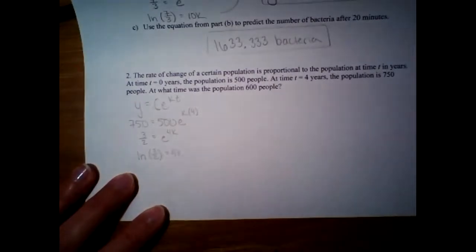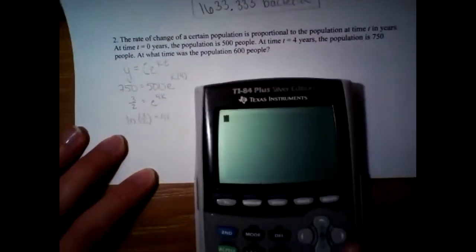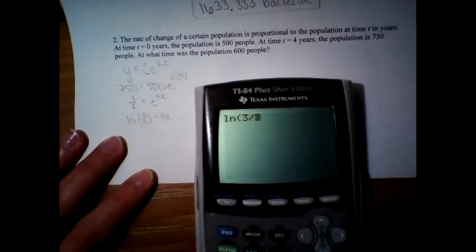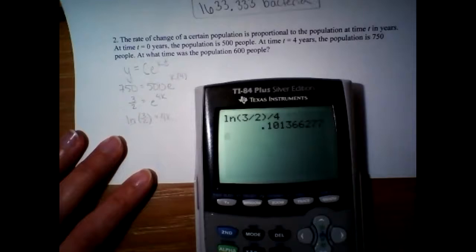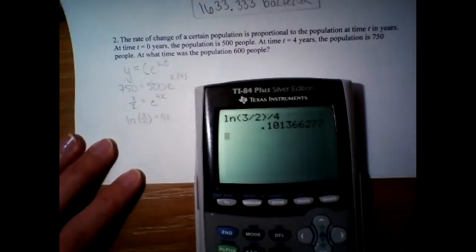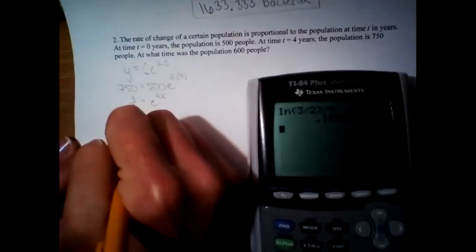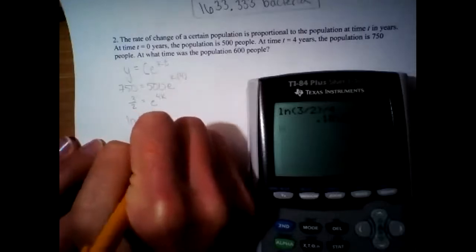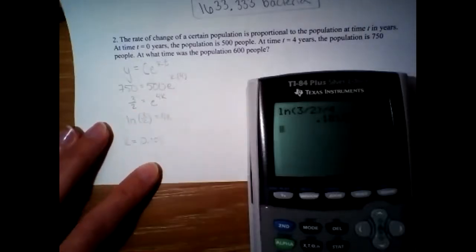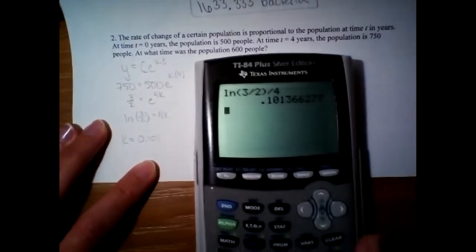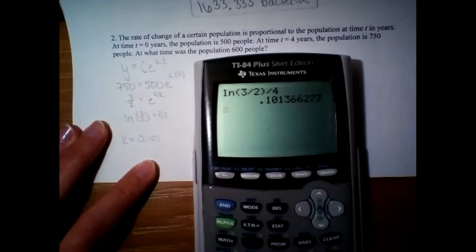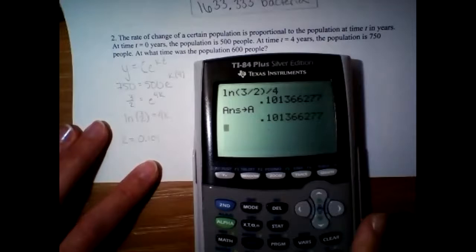So we're going to grab a calculator. We're going to type in ln of 3/2 divided by 4. And so our rate is 0.101. And we're going to store that because, again, I'm going to need to reuse that. If you just type 0.101, then your final answer is not going to be accurate enough. So store alpha A, enter. So I've got that stored.